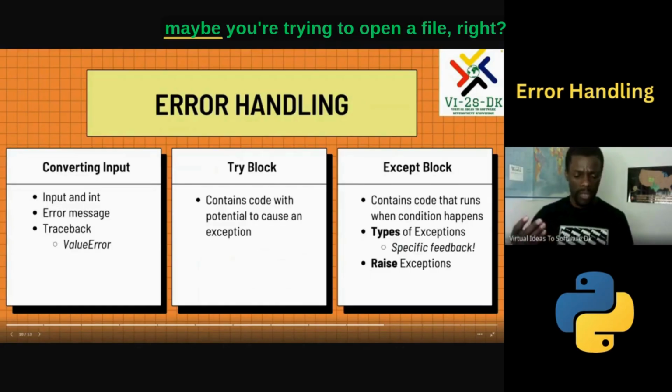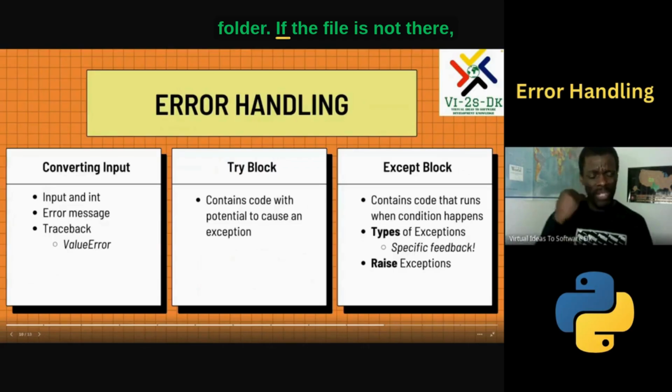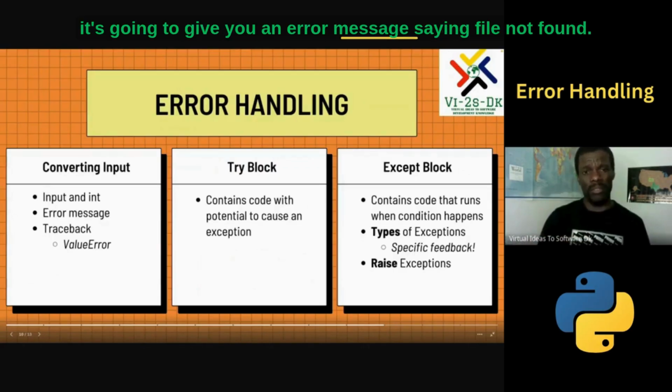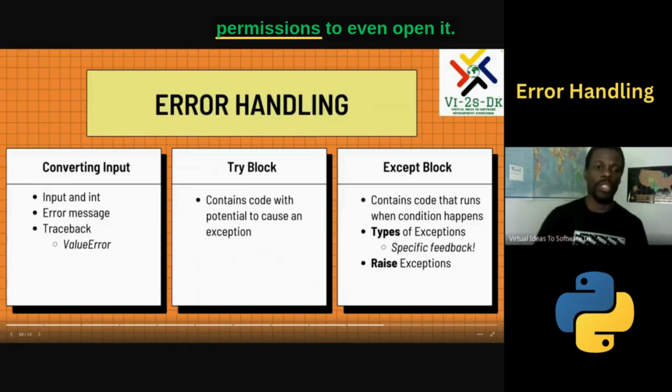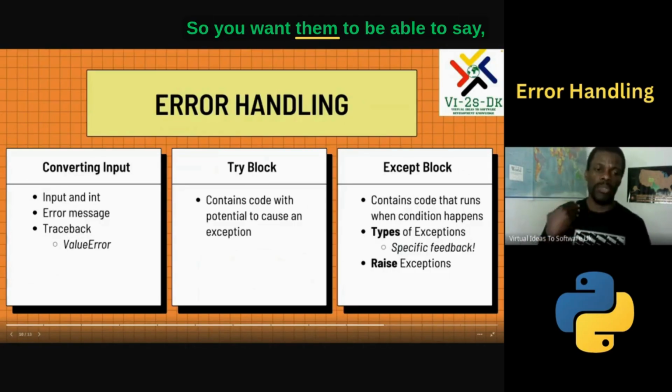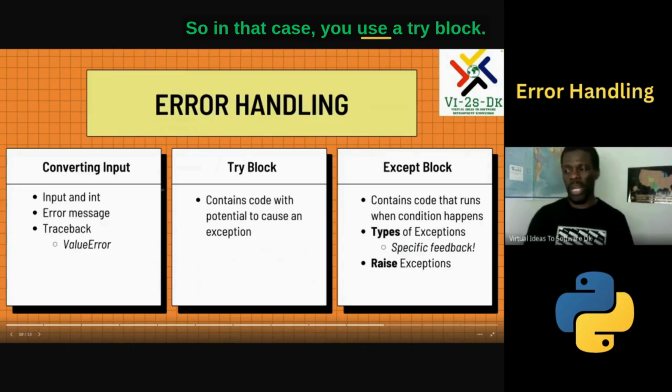In some cases, maybe you're trying to open a file, right? You can use Python to open a file in your folder. If the file is not there, it's going to give you an error message saying file not found. Maybe the file is there and you don't have permissions to even open it. So you want to be able to say, hey, the file is there, but you don't have permissions, and so on and so forth. So in that case, you use a try block.